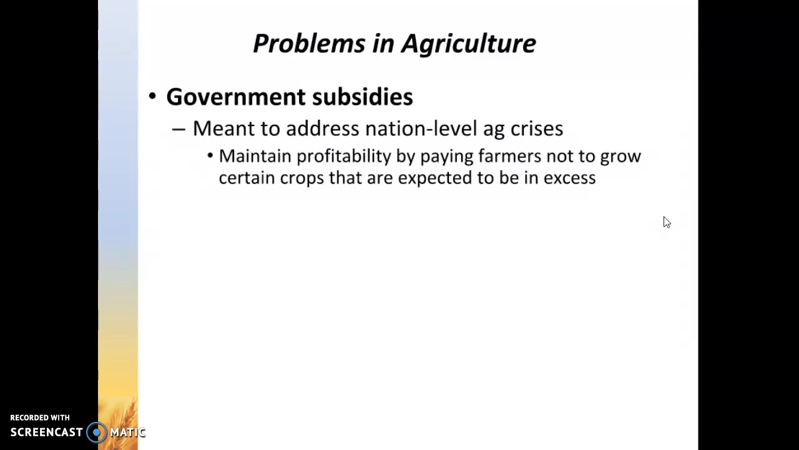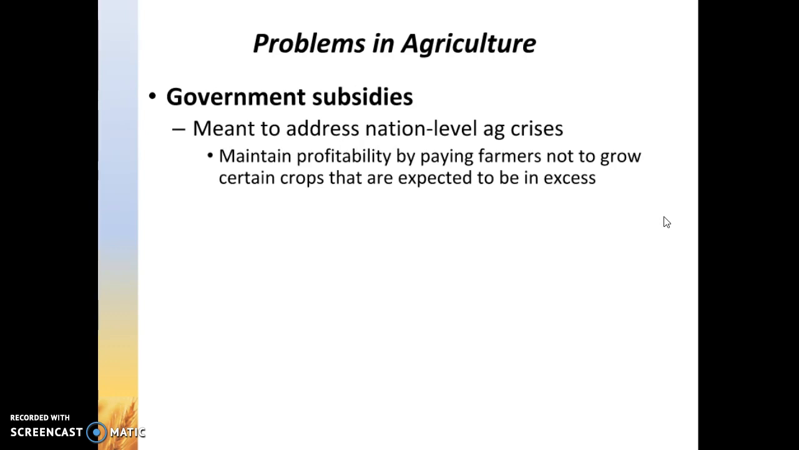Because if you have one bad year and you can't pay back your loans and you go out of business, then that means that farmer's not farming the next year. If the next year there's a shortage of food and that farmer is in addition to the shortage not farming, you have even less food, which means the cost of food is going to go up.